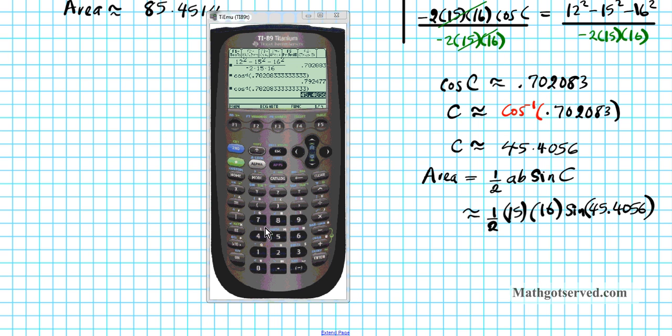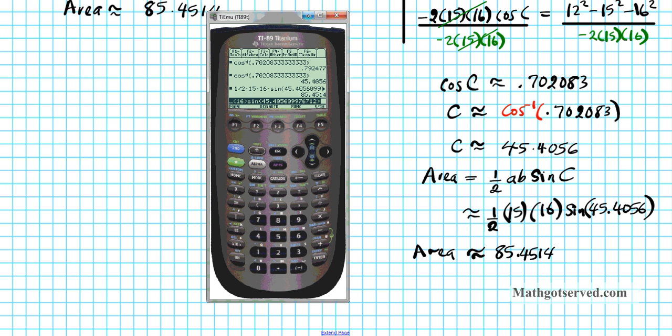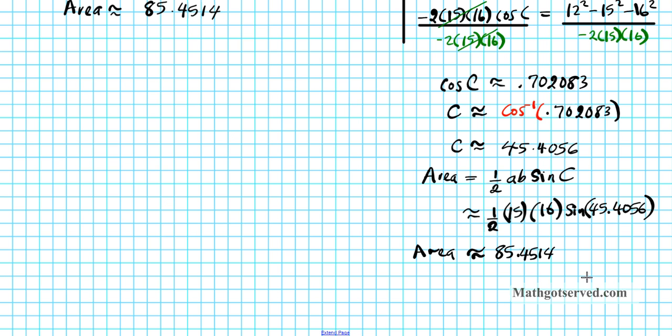When we plug it in, we have 1/2 of 15 times 16 times sine of the previous answer we got. I'm going to enter, and we get 85.4514. So the area is approximately 85.4514. Okay? Since our two answers are the same, we are confident that our area value is in fact correct.